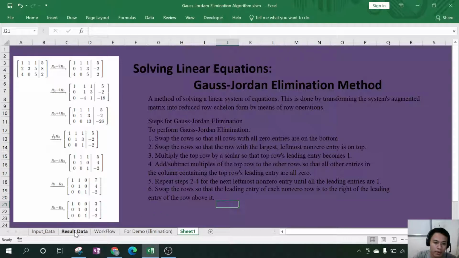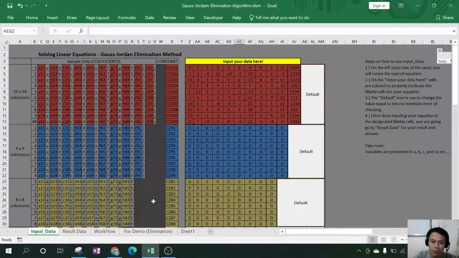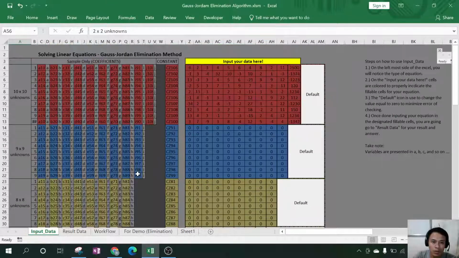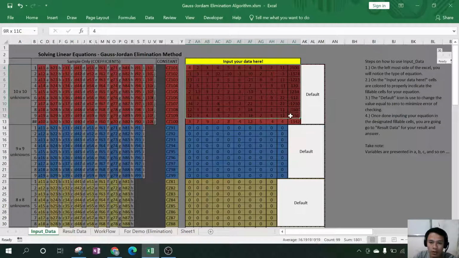I have prepared. Here, we have two windows that are very important. First is our input data. Here in the input data, we have the 10 by 10, down to 2, which is two equations, two unknowns. In this window, you are required to input your data. For example, if you have 10 equations and 10 unknowns, all you need to do is input it here in these fillable cells. This is colored according to its number of equations and unknowns.